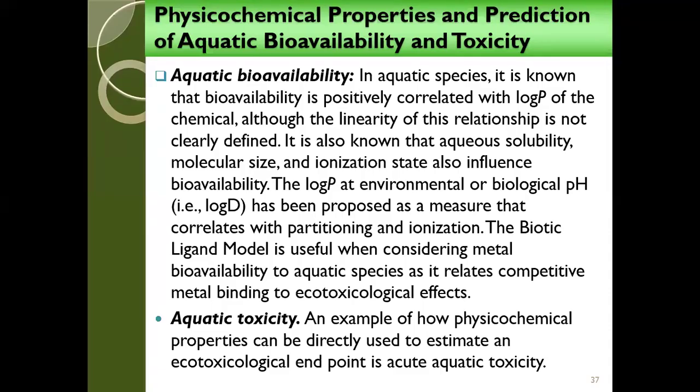So the log P at environmental or biological pH, that is log D, where D means distribution coefficient, has been proposed as a measure that correlates with partition and ionization. So you may have these chemicals in form of ions, you may have them ionized, and then you have those that may not be in the ionic form, and so on and so forth, right?